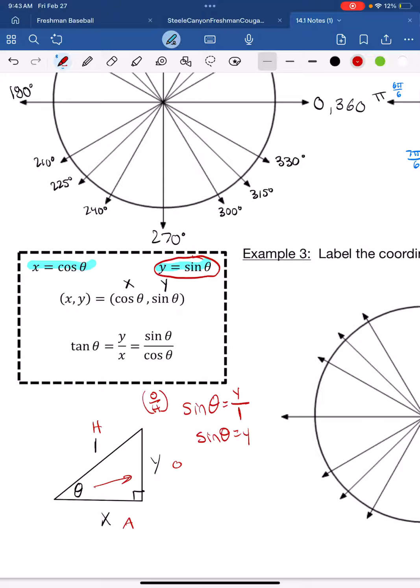Then you can see that exact same thing if I change colors here real quick. When we do the cosine of theta, that's adjacent over hypotenuse. So that's going to be x over 1, since my hypotenuse is 1. Again, anything divided by 1 is just itself. So cosine of theta equals x, and right up here, we can see cosine of theta equals x there. So our x represents cosine, and y represents sine. And when we're finding the tangent, you're just going to do the sine divided by cosine. We'll talk more about that going forward as well.